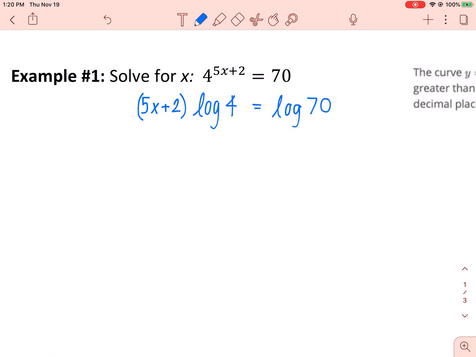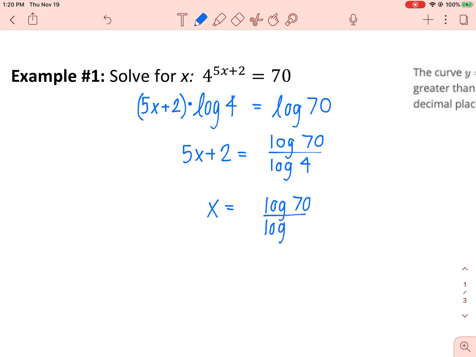I want to get x by itself. I notice I have this log 4 being multiplied, so I can divide that on both sides. I have log of 70 divided by log of 4. And then it's going to be order of operations. You're going to subtract 2 and then divide by 5. So you're going to have log of 70 divided by log of 4, that is being subtracted by 2, and everything is divided by 5.